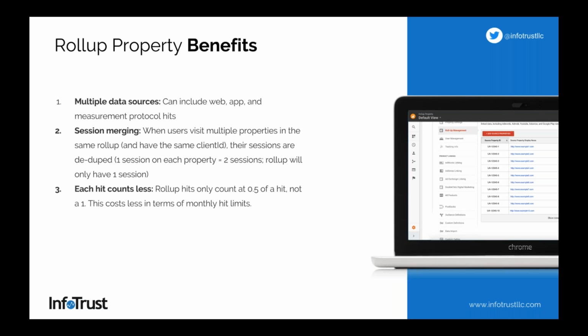With Rollup properties, each Rollup hit only counts as 0.5 of a hit. It's half, so it's not that full 1. So it's not a one-on-one hit, essentially on a monthly hit basis.